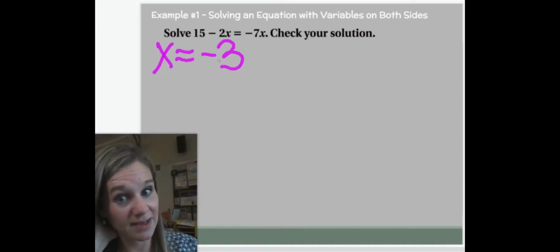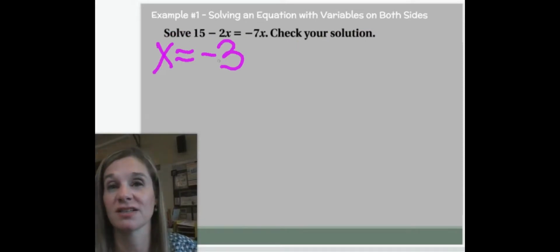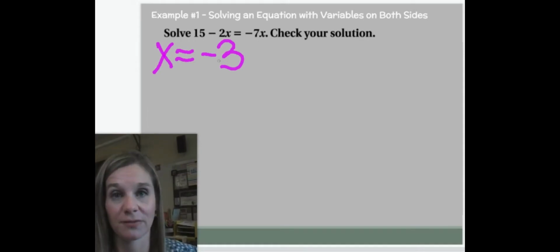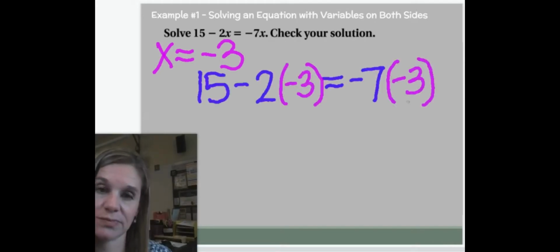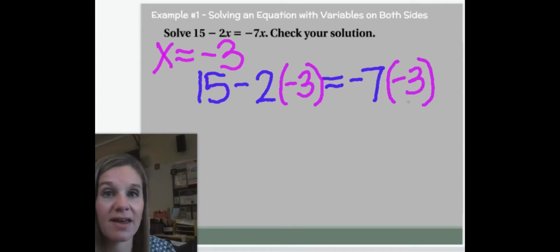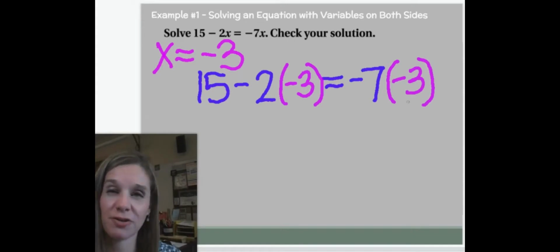So I figured out that x was equal to negative 3, but we're going to check to make sure that this is the correct answer. To do that, I'm just going to take the original equation and substitute the negative 3 into any spot that I see the x variable. Since our original equation was 15 minus 2x equals negative 7x, I've gone ahead and rewritten it as 15 minus 2 times our new value for x, which is negative 3, is equal to negative 7 times our new x value of negative 3.